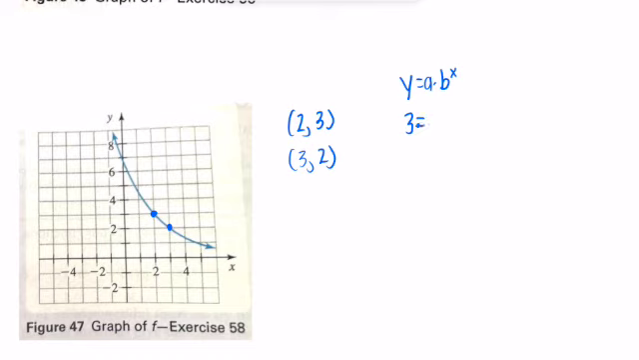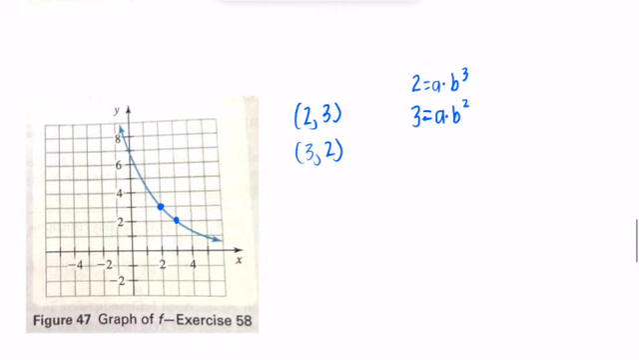That would give us 3 equals a times b squared. Now, for a reason that you'll see in a moment, I'm going to write the next equation above that one. In this case, we would have 2 for y and 3 for x. We would have 2 equals a times b to the third. All right, so now the trick is you always want to have your larger exponent on top and then divide the top equation by the bottom.